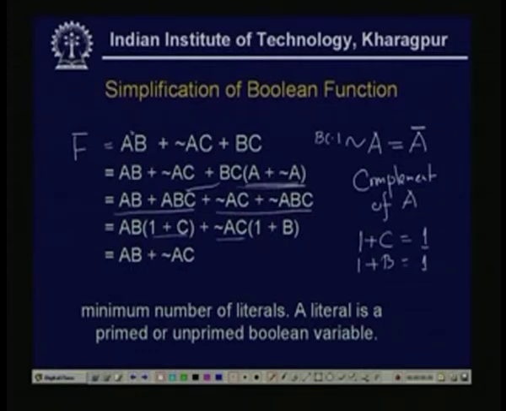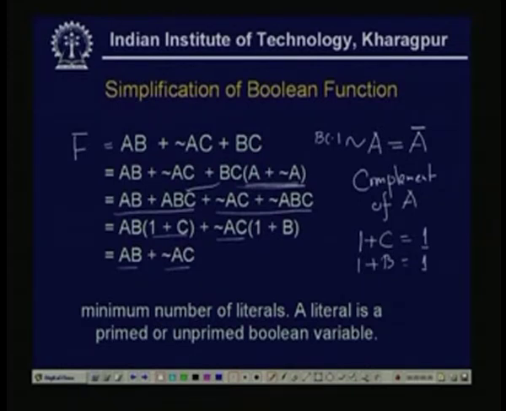So, see there are 3 terms here, a b, a bar c, b c, and that actually now becomes a b plus a bar c. There is no b c term, as if b c is redundant in the expression. So, this becomes a b plus a bar c, and this is the minimum number of literals.